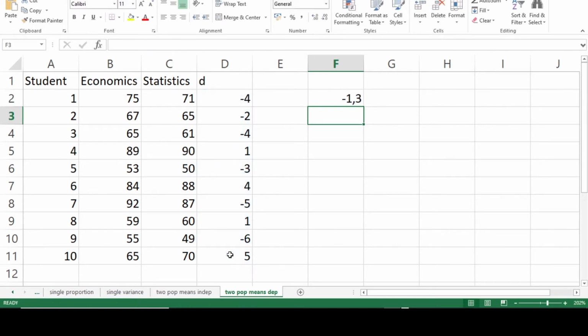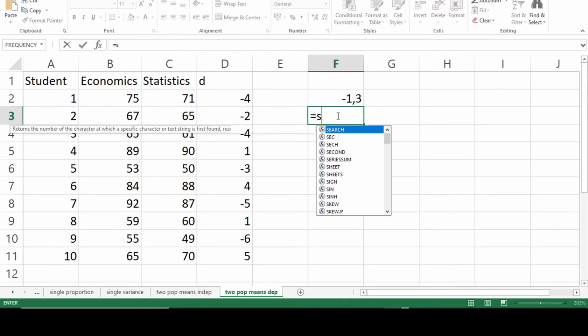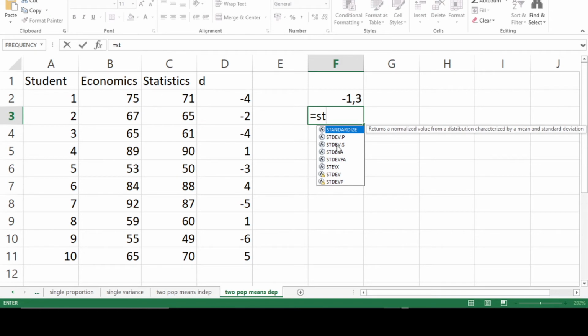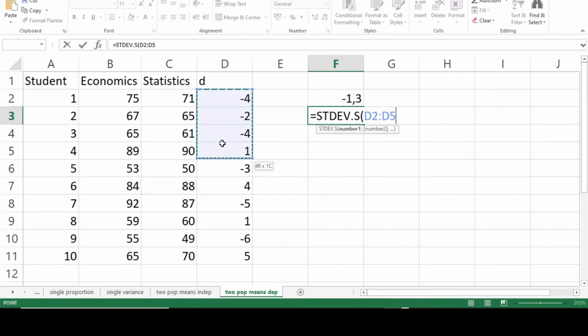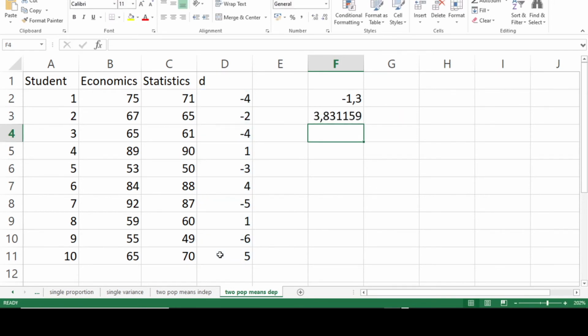And that's equal to minus 1.3. And I will also work with the standard deviation, and we work with the standard deviation S for the sample standard deviation of the differences, which is 3.83. And we will now use this in our formula for the test statistic.